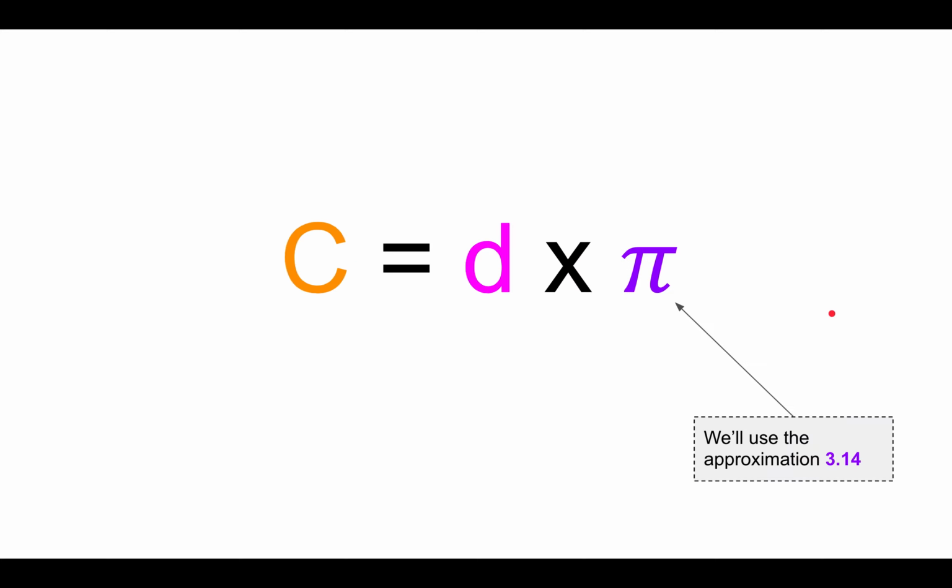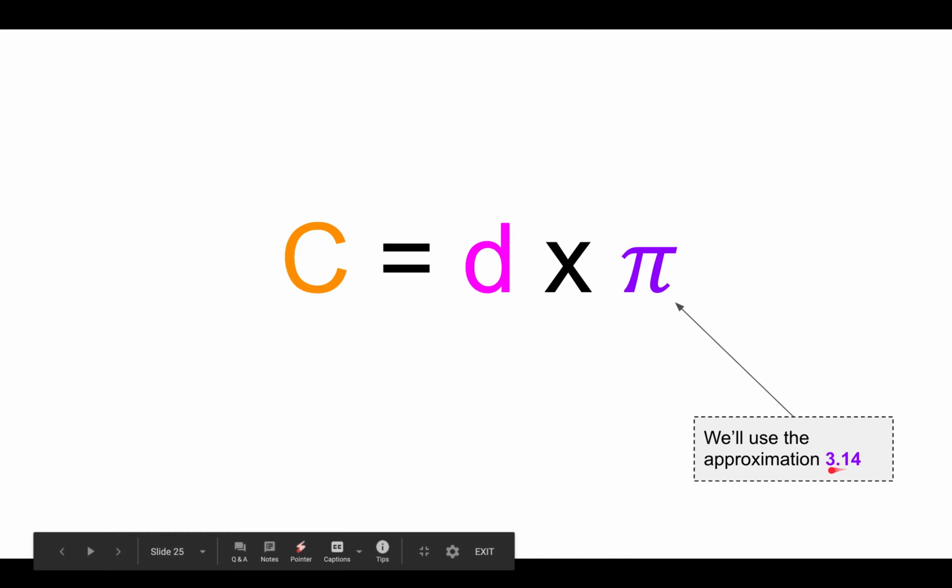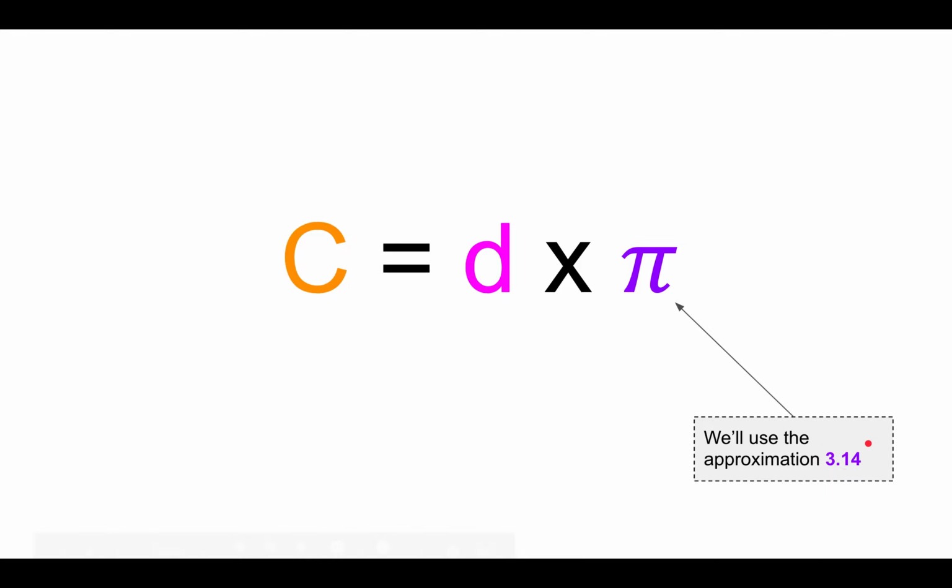So let's summarize what we learned in Activity 2. We learned that to find the circumference of any circle, no matter how big or small, you just take its diameter and multiply it by pi. Now, more than likely, we will use the approximation 3.14 to represent pi.